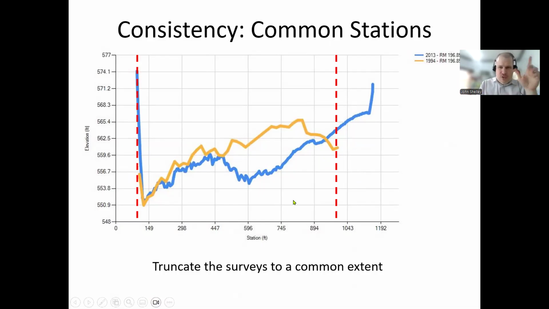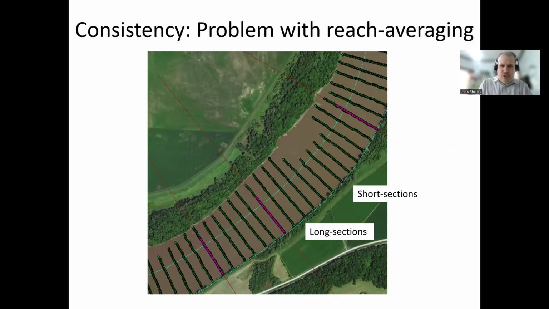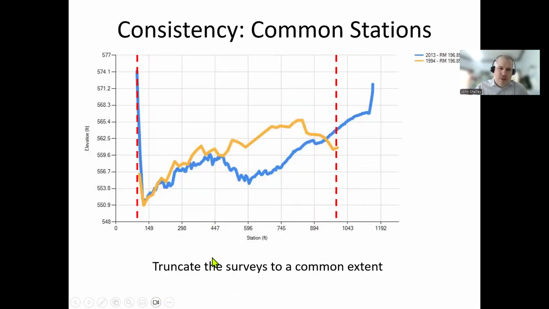And one of them is to use consistent stationing. So in that case, you would truncate your 2013. You would say, I don't care about any of that data, and I don't care about the data that's to the left of this point here either. I'm only going to use data where the stations are common. And this can work. This is what we do on the Missouri River for some good reasons, but there are some issues.